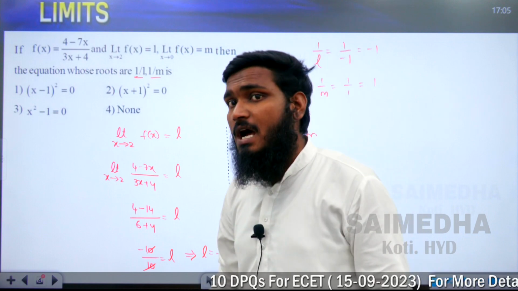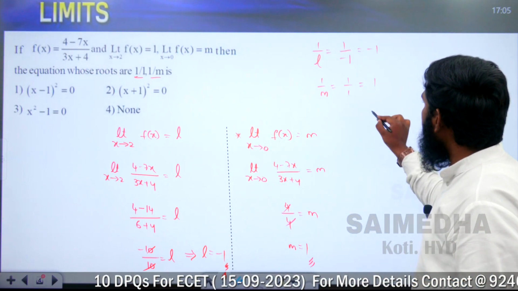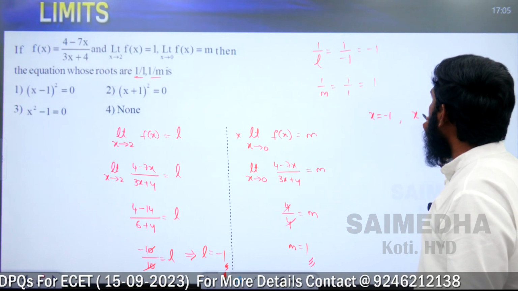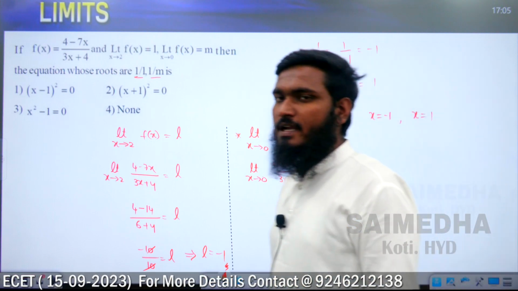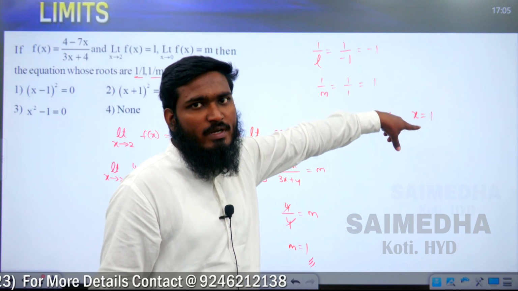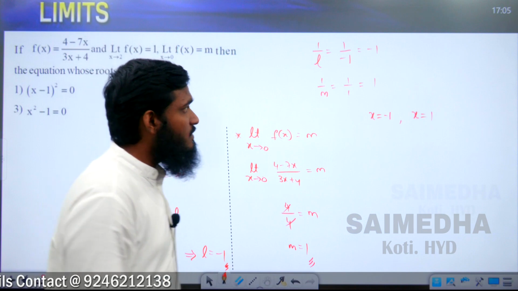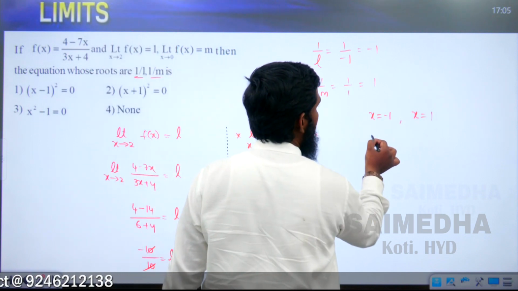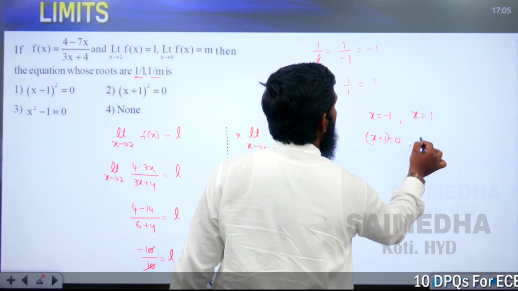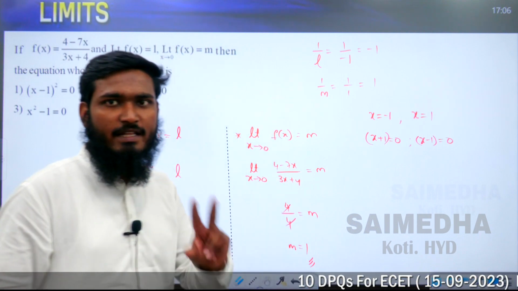So whose roots are? Roots, as it is given with the x variable over here. One root we are taking as x is equal to minus 1 and another root we are taking as x is equal to 1. These are the values we are getting. Now if you are making it in factor form, factor means we can take x plus 1 is equal to 0, this is one factor, and x minus 1 is equal to 0, this is another factor. Okay, we are getting the two factors.